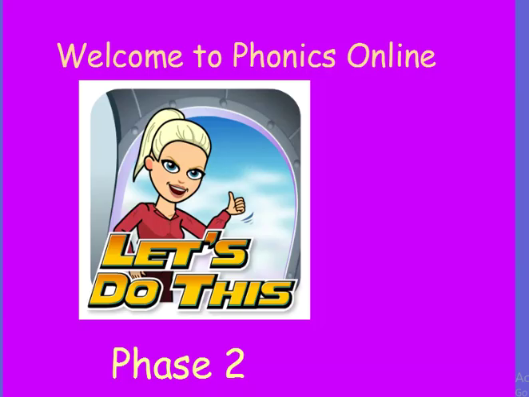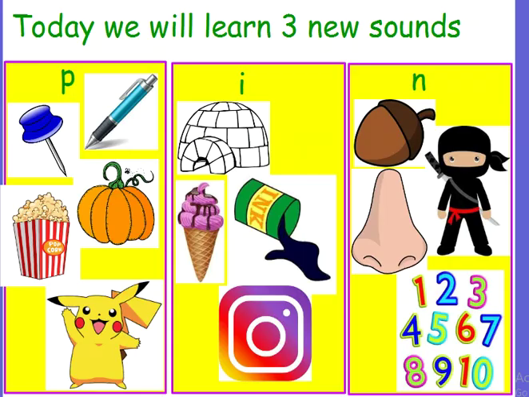As usual, you are going to need your whiteboard, your pen, a rubber and your phase 2 phonics mat. Make sure you have those things with you and we will get started. Again, we are learning 3 sounds today. We are learning the P sound, the I sound and the N sound.